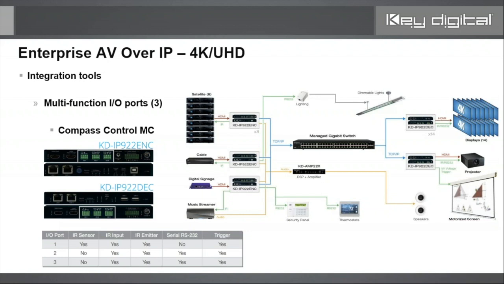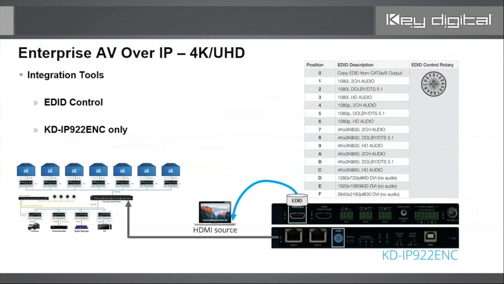We can control a security system over RS-232, a lighting control system and HVAC system over RS-232, TCP/IP. We can control our projector with IP or RS-232. We could control our monitors with IR. So this entire system now becomes a full integration system at $0 additional dollars when we use the built-in Compass controller that's built into all of our AV over IP products in the 4K product category. The 922 has 3 ports, and the 822 has 2 ports that I will show you here shortly.